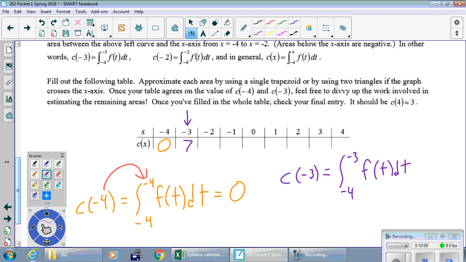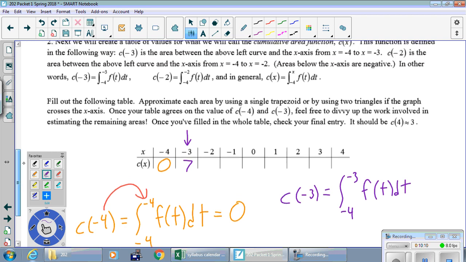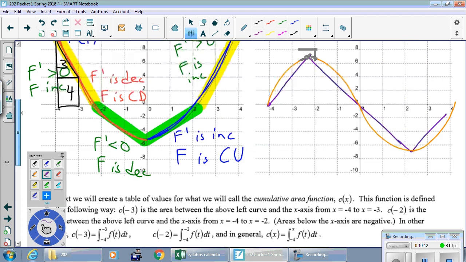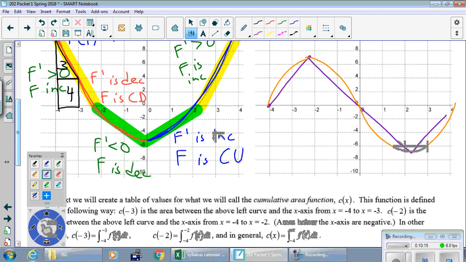Okay, moving on to -2. Let's do that one now. Okay, so looking at -2, let's use blue here. So I've already calculated the area from -4 to -3. That was an area of 7. And now we're gonna look at this thing here, roughly triangular, and then this thing here, also roughly triangular. And we're gonna calculate the net area. The thing above the x-axis is positive and the thing below is negative. So let's work out these areas.